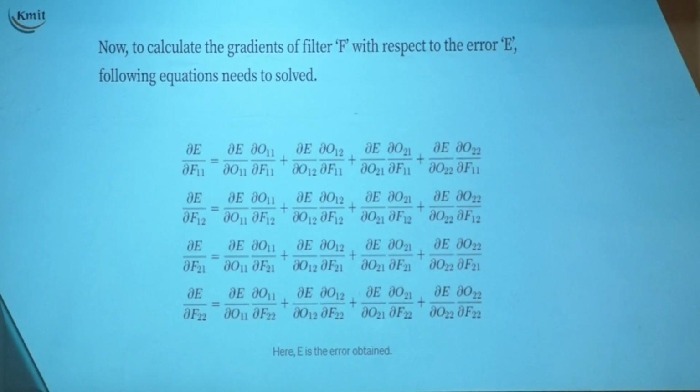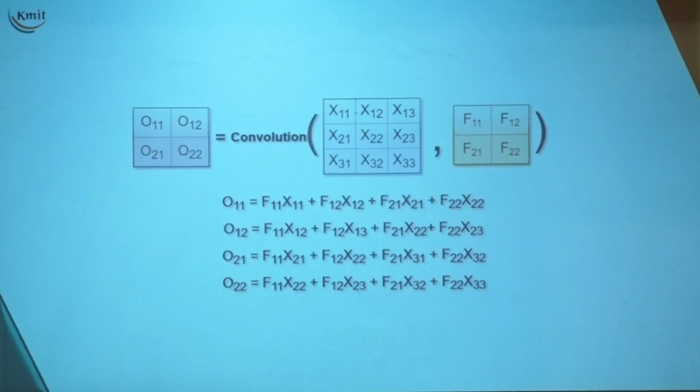When we talk about ANN, dou of E by dou of Z1, dou of E by dou of A1. Z1 is nothing but Wx plus B. A1 is nothing but the activation function of Z1. But here we calculate dou of E with respect to what? The filter values that we have taken. Just understand this. Please feed this into your brains.